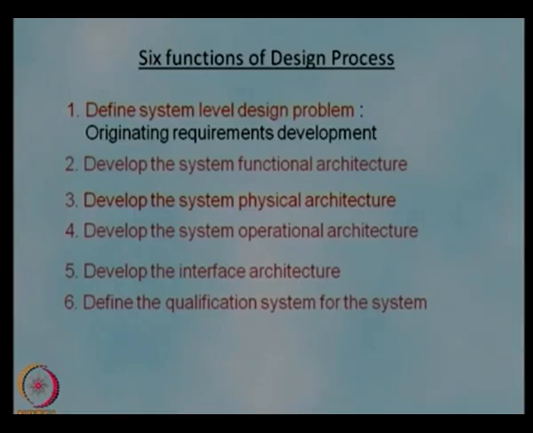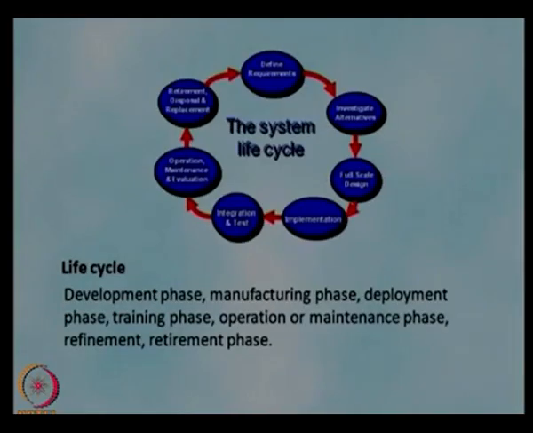So in this course, what we will try to do is to go through all these steps in detail, try to identify what are the tasks involved in each stage or each function, and then finally we will develop the qualification system for the main system which will actually satisfy the requirements. As I mentioned earlier, this is applicable throughout the life cycle of the system. So for any life cycle of the system, these 6 functions are applicable.